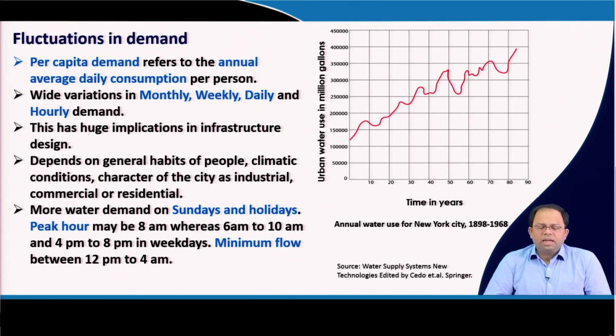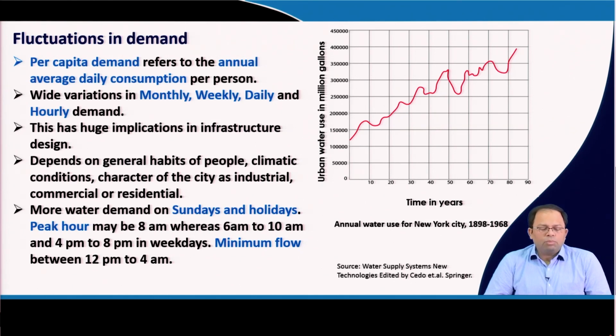This depends on the general habits of people. Some of the daily and hourly demands depend on general habits. For example, people go to office, then they come back, so at certain times they will use more water. It also depends on the climatic conditions and on the character of the city as industrial, commercial, or residential. For example, in an industrial city, there could be different shifts, and you will see that before the shifts people will use water, and while coming back from the shifts they will use water. Those time periods will coincide with the peak demands for that particular urban area. So, these are the different things that need to be considered.